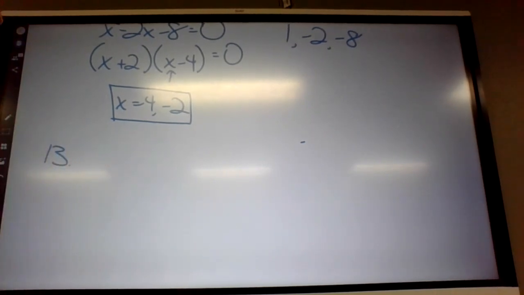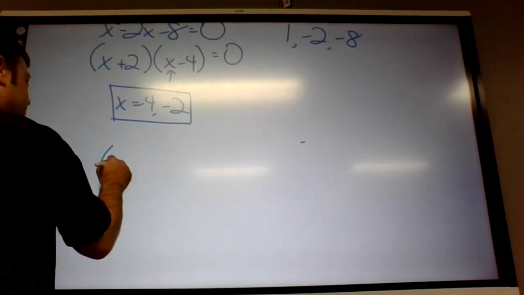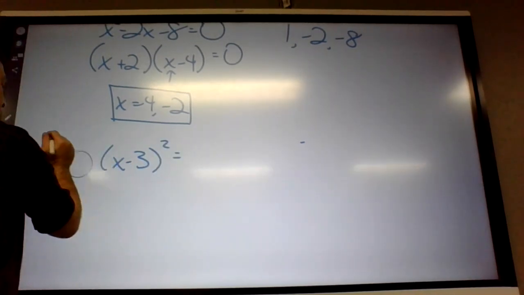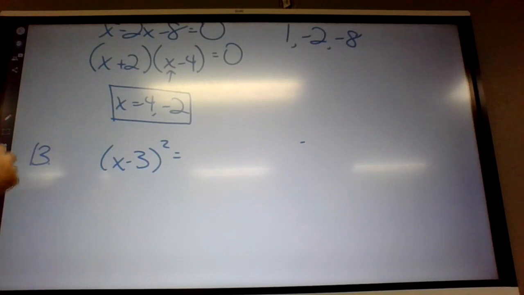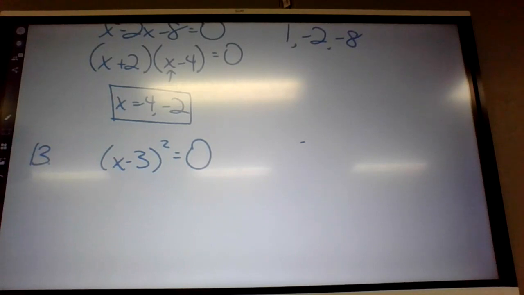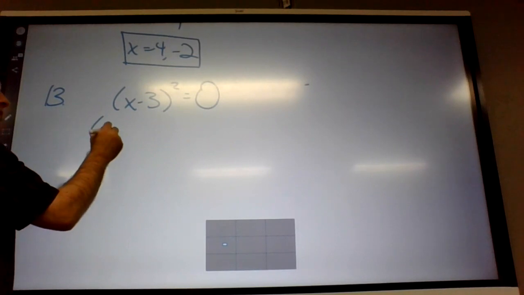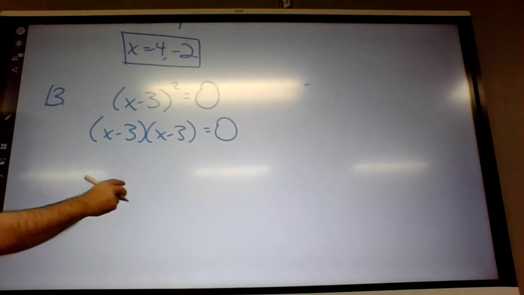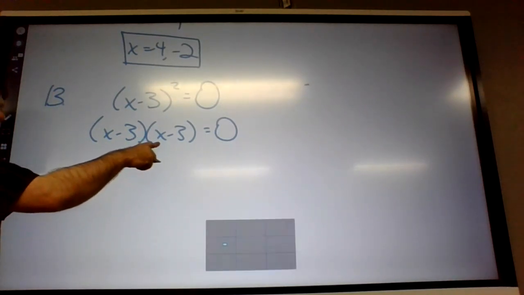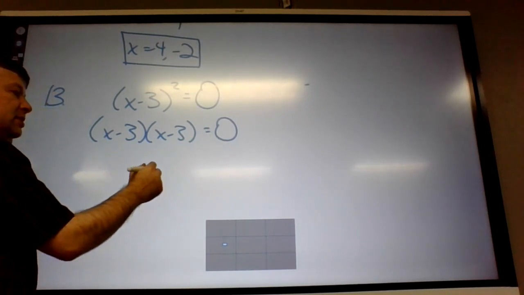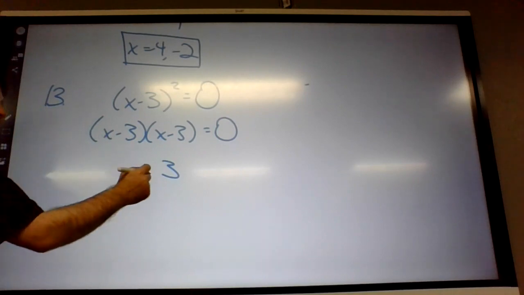Oh, 13's weird. I guess I didn't see that one. So 13, you just set it equal to 0. It's kind of like they already factored it for us. What does x minus 3 squared mean? It just means x minus 3 times x minus 3 equals 0. So what values of x would make these equal 0? 3. Okay, that's the only answer on this one, just 3.